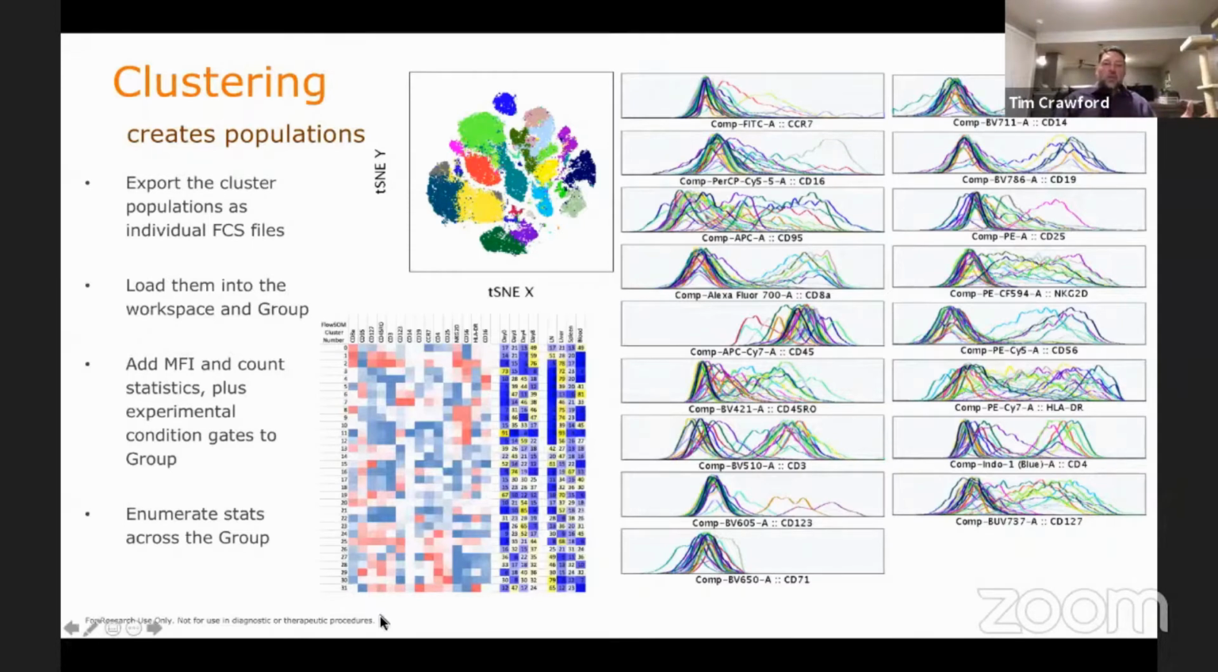And so my method was always to export the cluster populations that come out of an algorithm as individual FCS files, drop them into a group in my workspace, add the MFI statistics, so all the medians, count statistic to know how big the population was, and experimental condition gates to know how they change across my conditions, and then enumerate those stats across a group with a table.